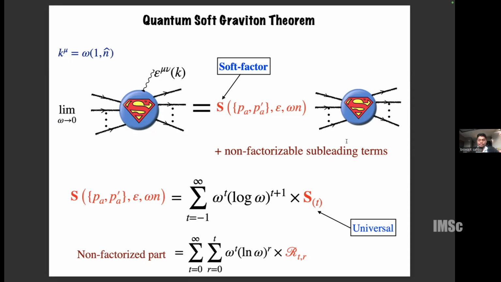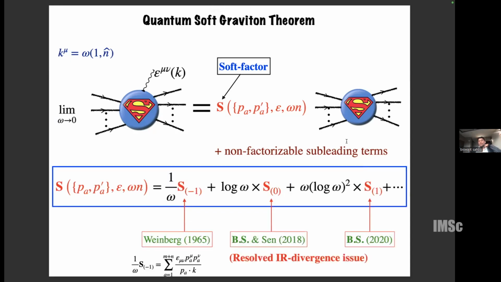On the other hand, the non-factorized parts have the behavior omega to the power t, but the powers of logs are one less than in the universal piece, which is t plus 1. In general, for the all-loop-order S-matrix, these parts cannot be written in terms of the amplitude which does not carry the external graviton. So this is the statement of the soft graviton theorem.